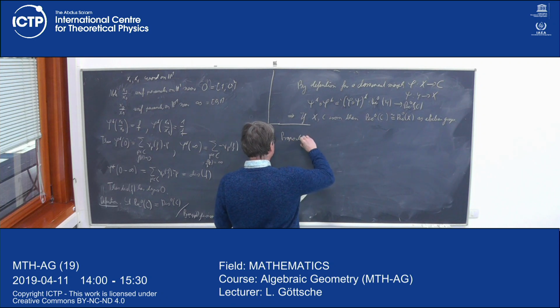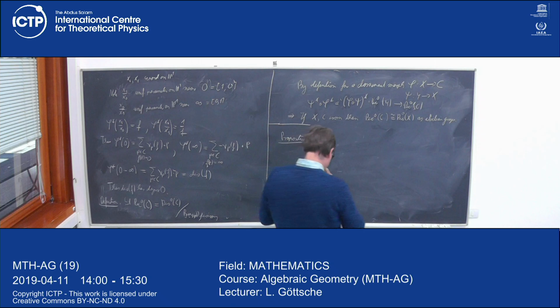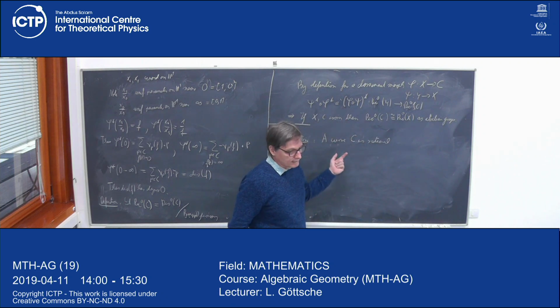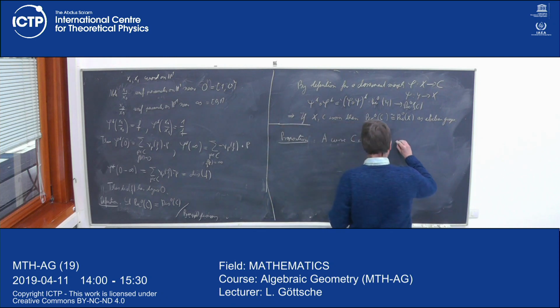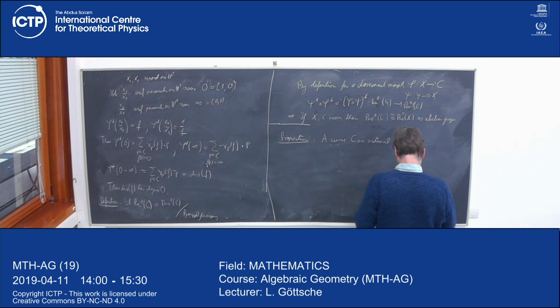Proposition. The curve C is rational. A priori, that would mean birational to P1, but as projective curves, if they're birational, they're isomorphic. It means it's isomorphic to P1 if and only if there are 2 points in the curve which are linearly equivalent.